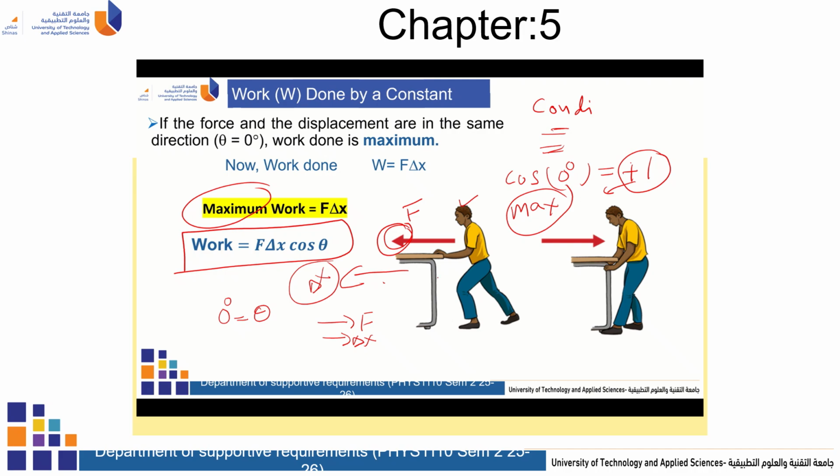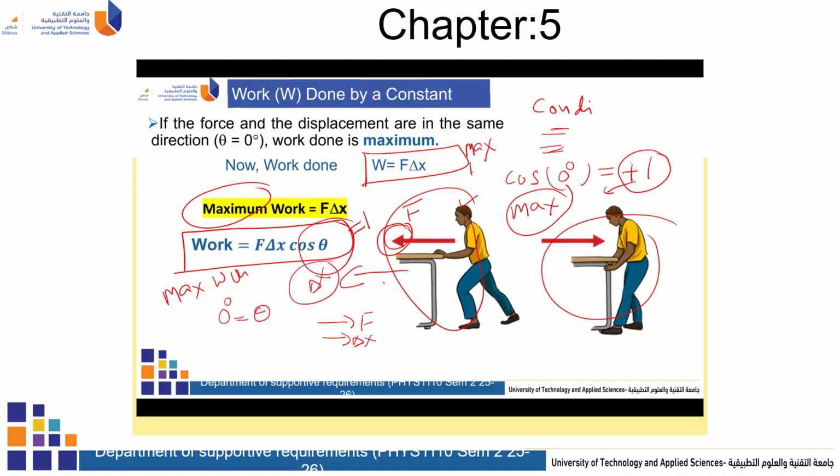So if the person is moving the object like this, the person is doing the maximum work, and the value of cosine theta is 1. So the formula is W equal to F multiplied by delta x. This is the formula for the maximum work.